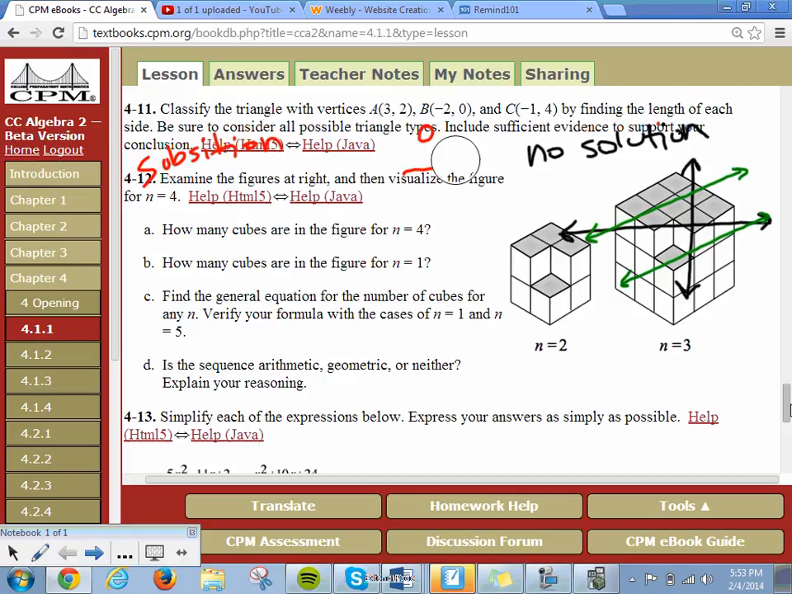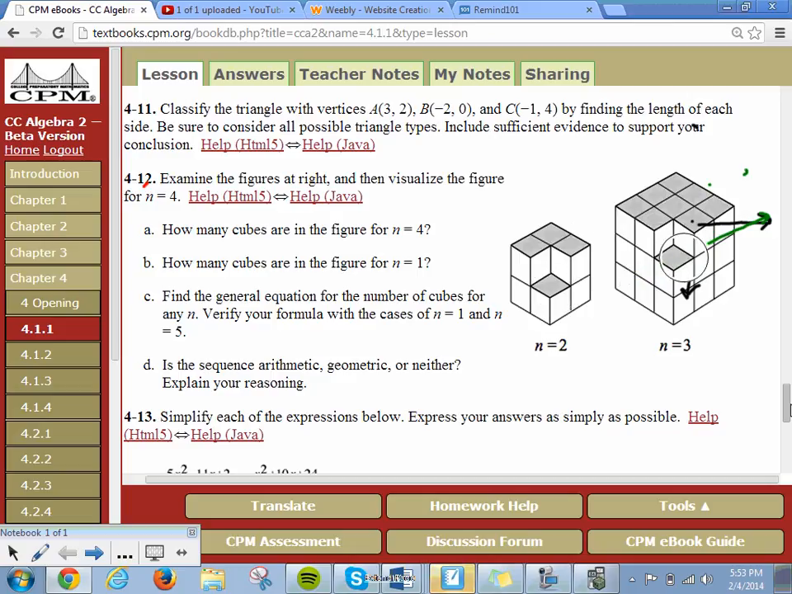I need to erase my board. So, classify the triangle with the vertices by finding the length of each side. Be sure to consider all possible triangle types. Include sufficient examples to support your conclusion. All right, so what we're doing here is we've got 3 points. So we're doing coordinate geometry, essentially.